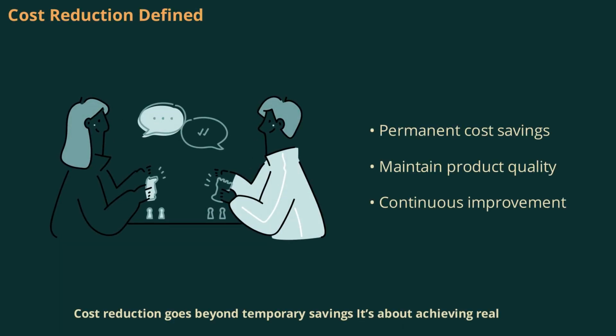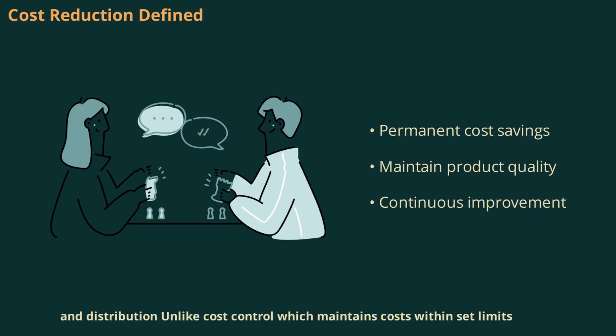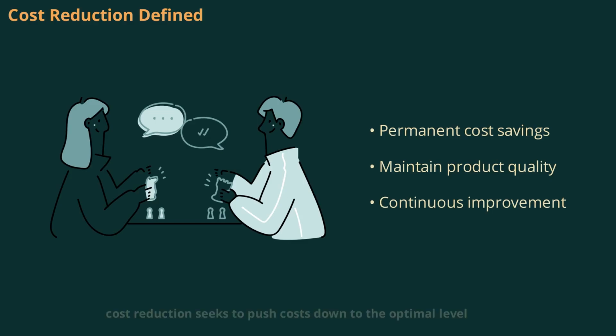Cost reduction goes beyond temporary saving. It's about achieving real, permanent reduction in the unit cost of goods or services without sacrificing quality or utility. This is a continuous process, focusing on standardization, simplification, and efficiency improvement across manufacturing, administration, selling, and distribution. Unlike cost control, which maintains costs within set limits, cost reduction seeks to push costs down to the optimal level.